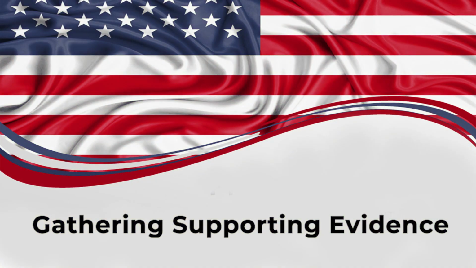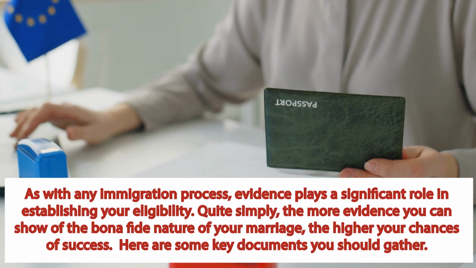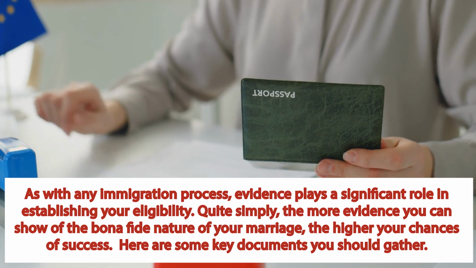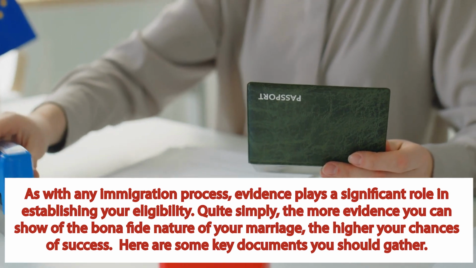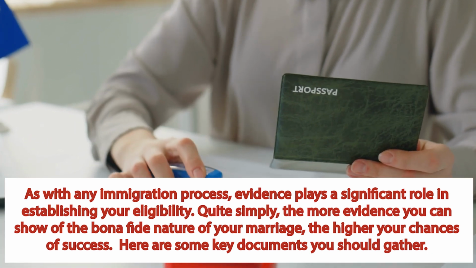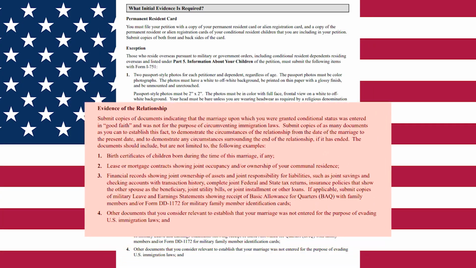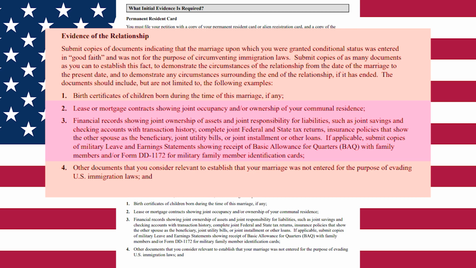Gathering supporting evidence. As with any immigration process, evidence plays a significant role in establishing your eligibility. Quite simply, the more evidence you can show of the bona fide nature of your marriage, the higher your chances of success. Here are some key documents you should gather. 1. Proof of bona fide marriage, such as joint financial records, shared lease agreements, or joint utility bills.